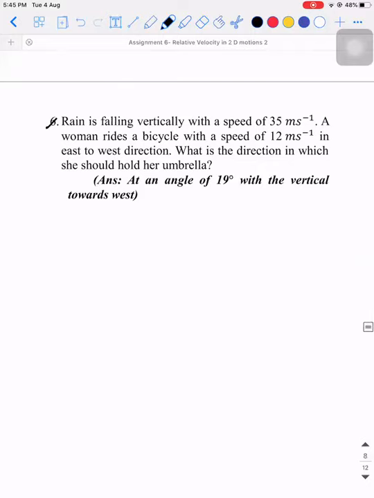So do this one. We did a similar problem yesterday, you remember? I think it's the same problem, not similar. Same problem. Only thing is there we did using direct vectors, that is parallelogram law of vectors. Here we are doing relative velocity. By now, I hope you understood that they both are the same. Right? We are just giving a different notation. That's it. So rain is falling vertically with a speed of 35 meters per second. A woman rides a bicycle at a speed of 12 meters per second in east to west direction. What is the direction in which she should hold the umbrella?